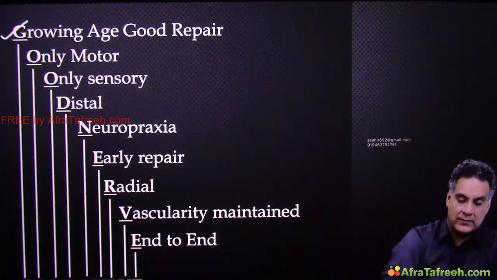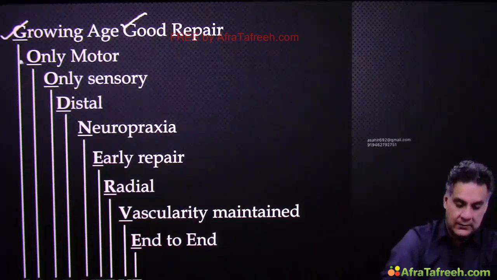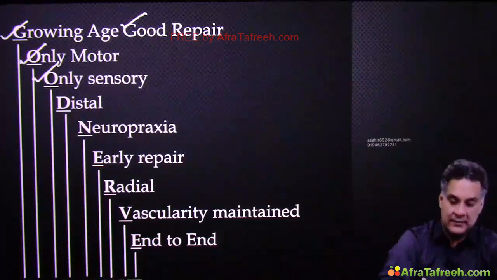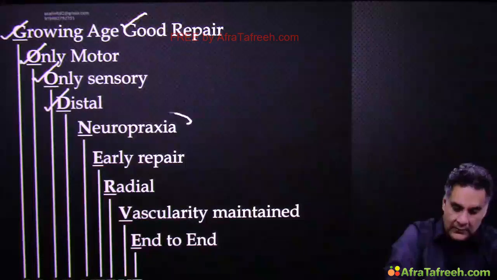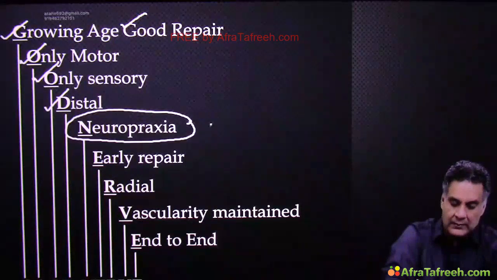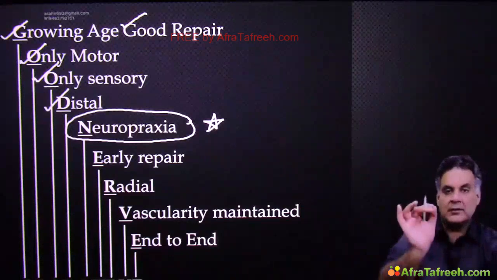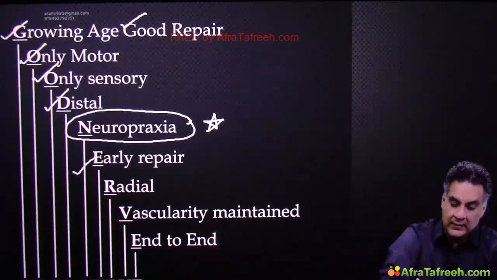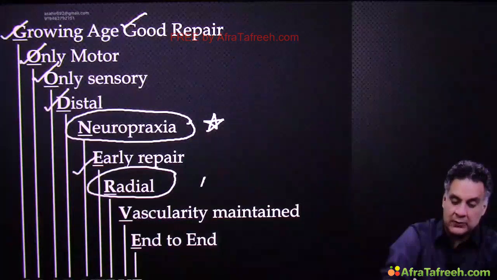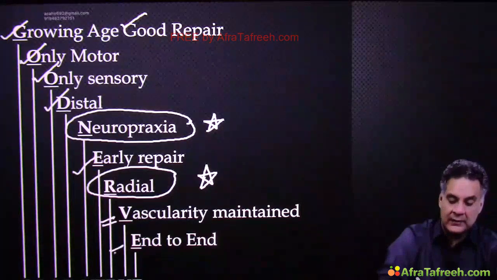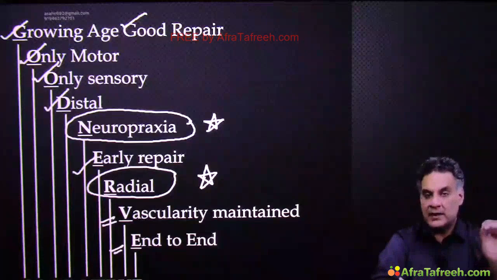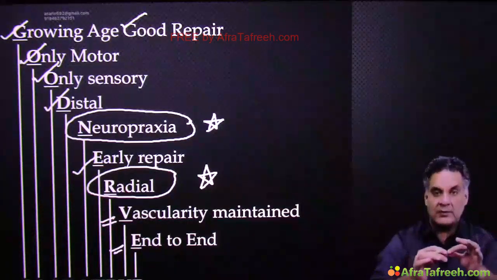Growing age, good repair, pure motor or pure sensory nerve, distal lesion. But usually they don't ask you this. Neuropraxia: this has 100% recovery. Question asked: early repair, radial nerve, best prognosis. Question asked: maintain vascularity and end-to-end repair. Remember, end-to-end means you cut the ends and you're able to repair.